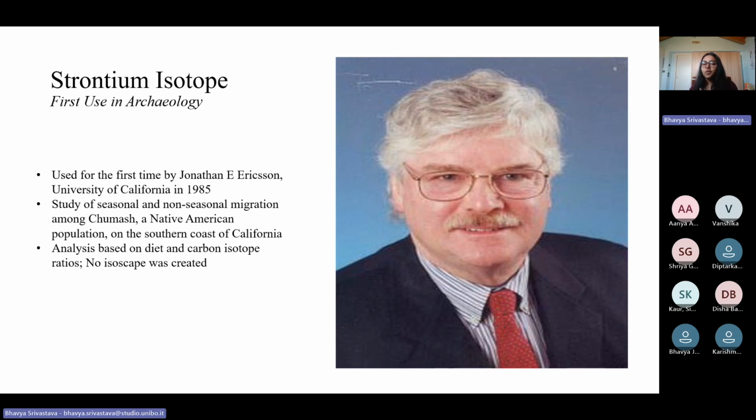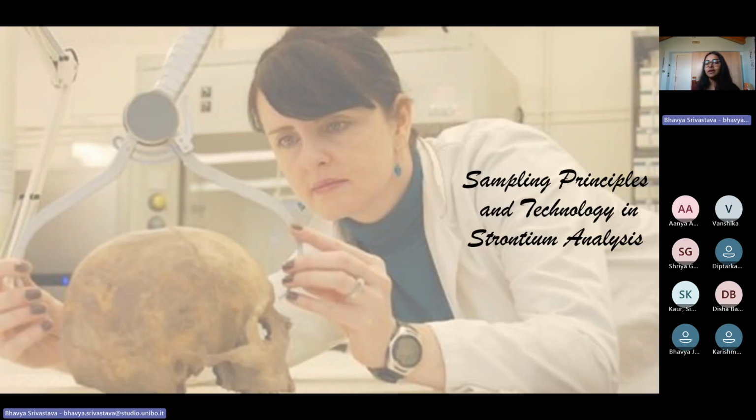In this study, no isoscape was created, but we have to understand that this was the first application of strontium, and this is where the beginning of strontium took place in archaeology, and it has been almost 4 decades. And strontium has been utilized in a number of case studies in archaeology that we will be discussing in this lecture.